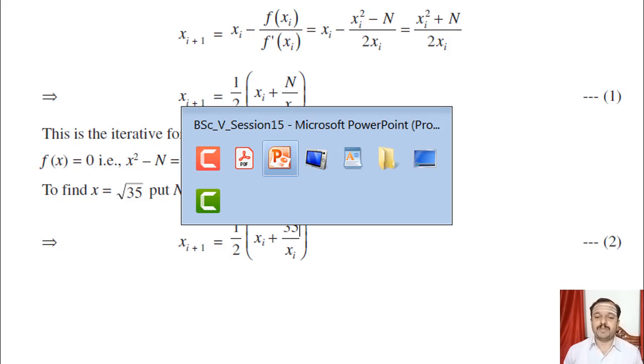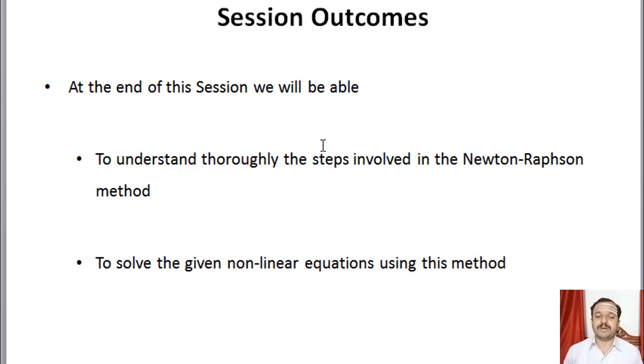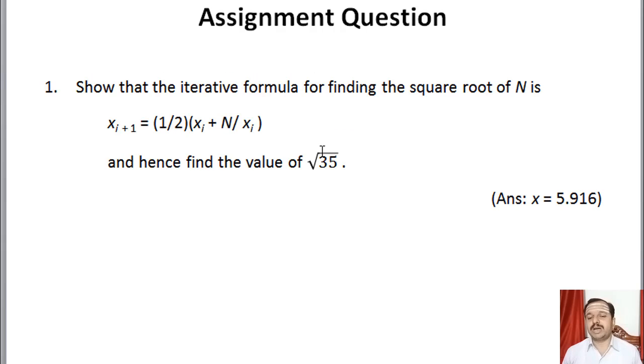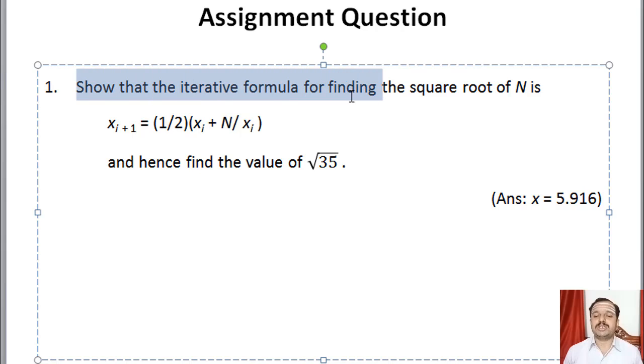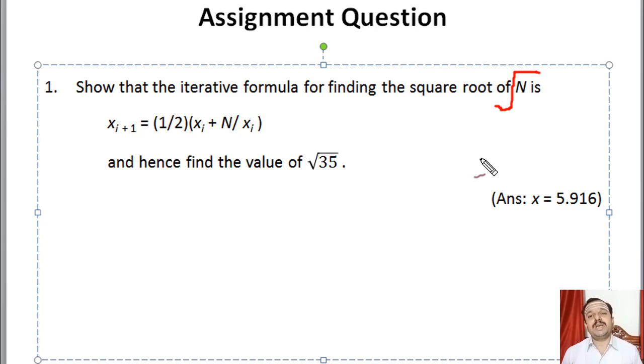And I request you people to look at one question. This is one assignment question I have given to you. What is the question here? Show that the iterative formula for finding the square root of n. You please see here, in this case we are finding the square root of n. In the previous case, we computed the reciprocal of n. In this case, it is the square root of n, whatever it may be.